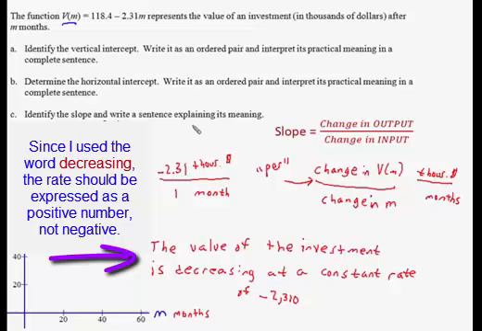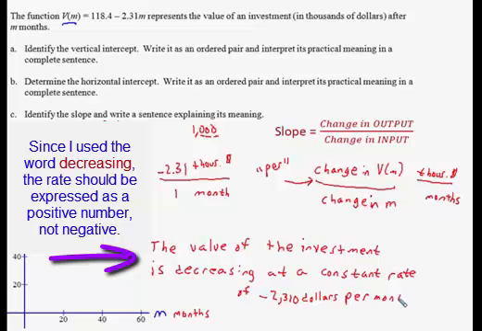I tell my students to write out the number in question like this is in thousands. Count the number of zeros, there are 3, and that's how many times you would move the decimal to the right. So to convert this into thousands, you move the decimal to the right 3 times, in which case you would get negative $2,310, and remember that is per 1 month, so you could just say per month.